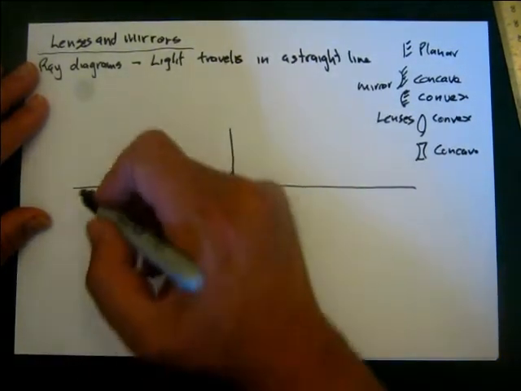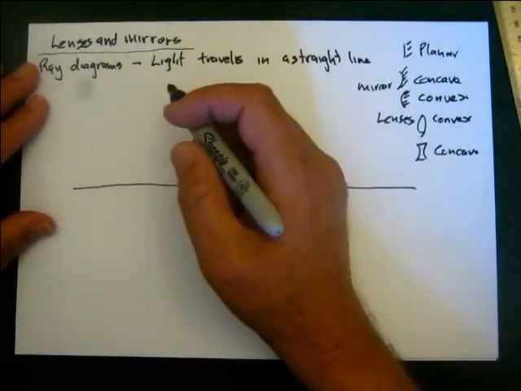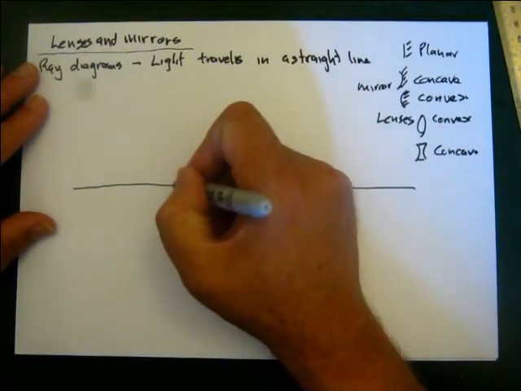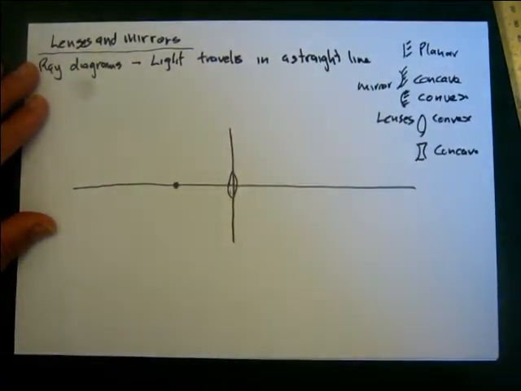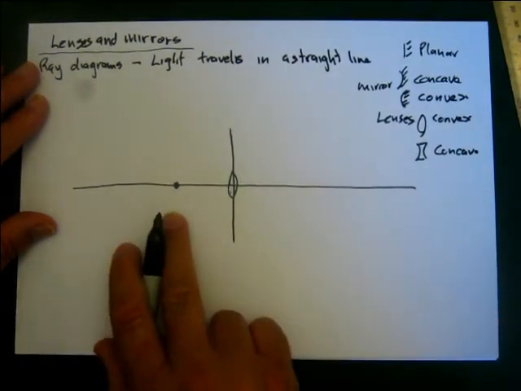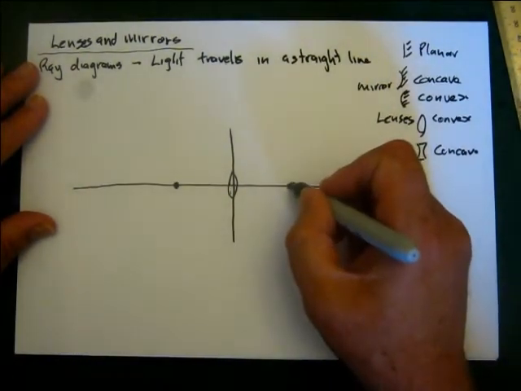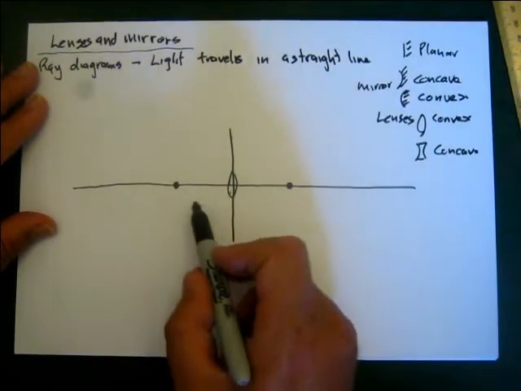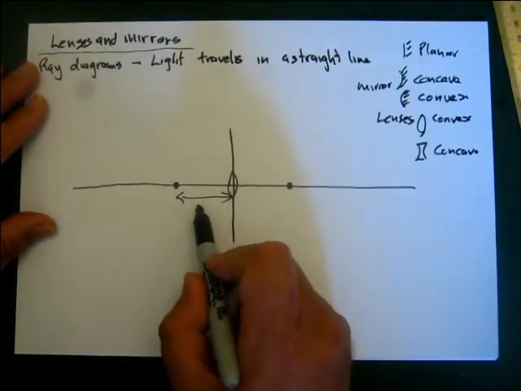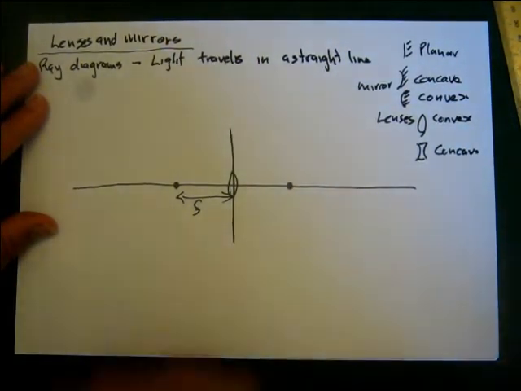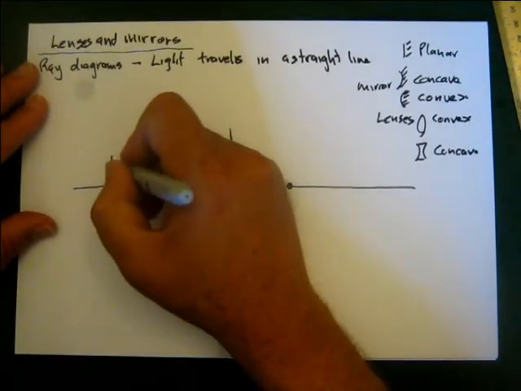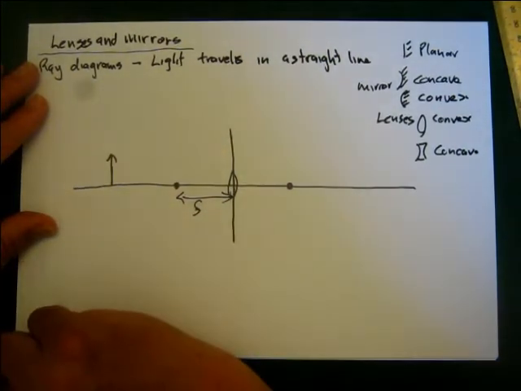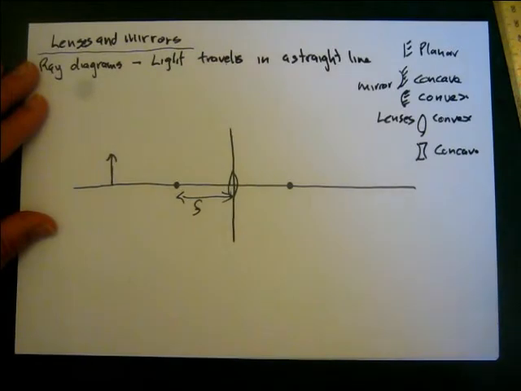Then when we're doing ray diagrams, we'll need a few pieces of information. We'll need a focal length. If it's a mirror, we just have 1 focal point. If it's a lens, we have 2 focal points, the same length. And that's going to be F for focal length. And we're going to need an object, which we usually just represent by an arrow. It's got direction, it's really easy.